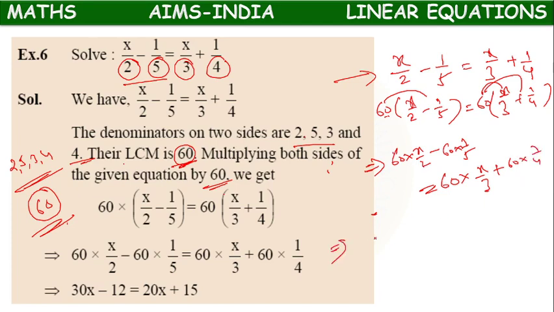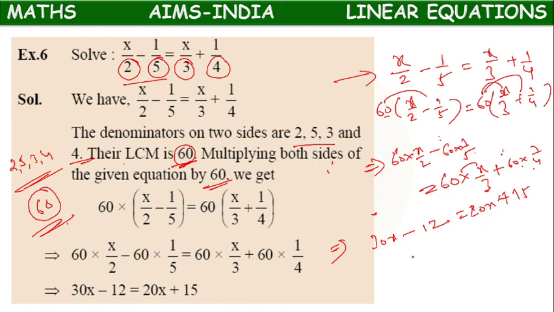This implies 30x minus 12 equals 20x plus 15.